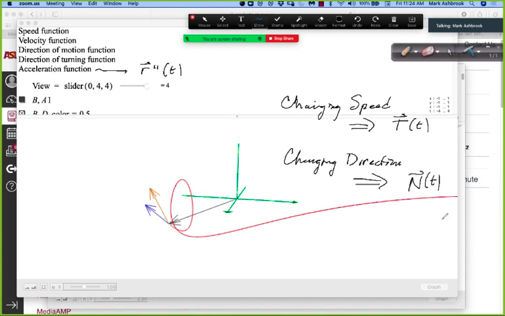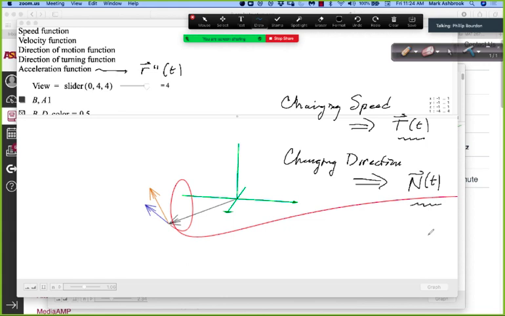Remember what we said. What's the plane of motion? The plane of T and N, the osculating plane, is the plane of motion. So for acceleration, you have two components: an acceleration in the forward direction, T, and a component in the direction of turning, N. But you don't have a component in the direction of B, because none of the motion is in the direction of B. All the motion is in the T-N plane.